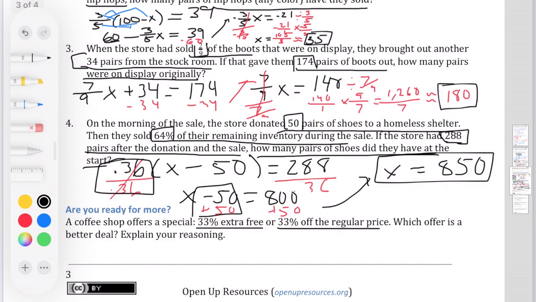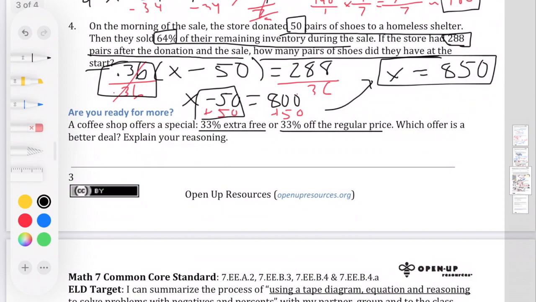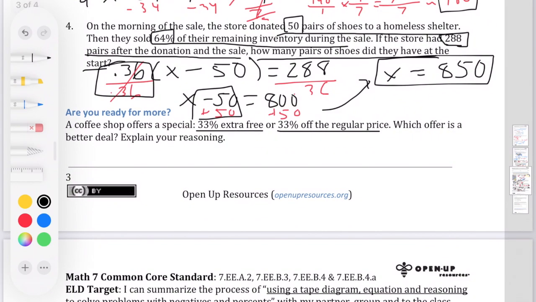Are you ready for more? This one, it really depends. My original thought process is, well, if I want more to drink, then I'm going to ask for the extra 33% and pay my normal price. The other part of me is like, well, if I want a little bit better deal, I want to go ahead and get my normal size and pay 33% less, but it also depends how much money I have. So in this scenario, there's a lot of variables going on with it and what your preference is.